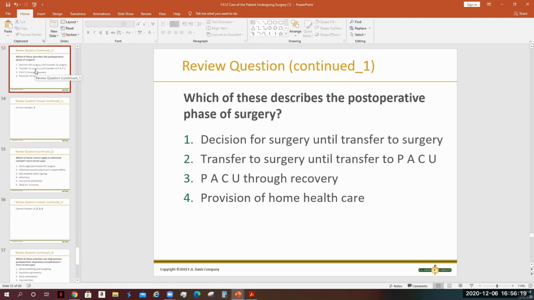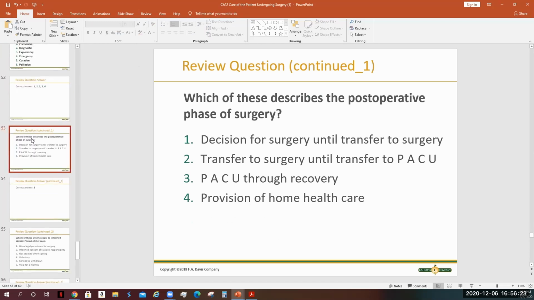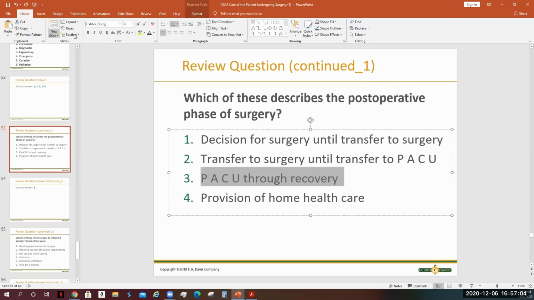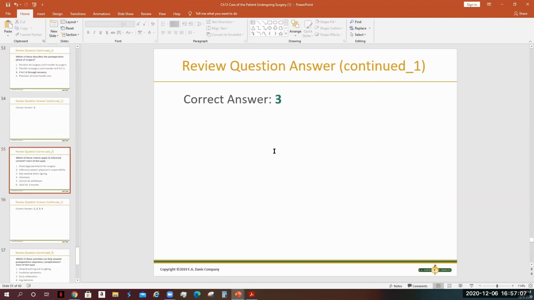The next one is, which of these describes the postoperative phase of surgery? Is it 1, the decision for surgery until the transfer to surgery? No. 2, transfer to surgery until transfer to PACU. We're looking for the postoperative phase. That is not when you're going into surgery. It would be after the operation, postoperative. Let's see, number 3, PACU through recovery. That sounds pretty good. And 4, provision of home health care. And the answer is 3, PACU through recovery, which is the post-anesthesia care unit.